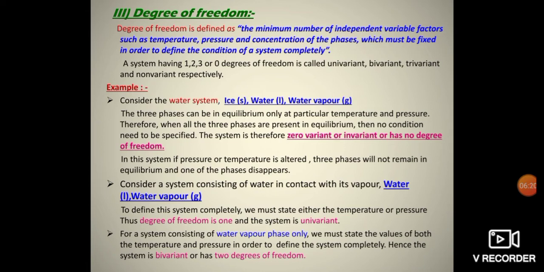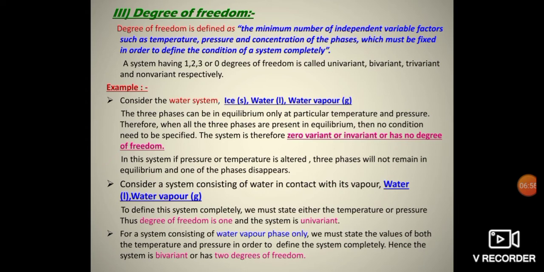For example, consider the water system: ice in solid, water liquid, water vapor in gas state. The three phases can be in equilibrium only at a particular temperature and pressure. Therefore, when all three phases are present in equilibrium, no condition needs to be specified. The system is therefore zero variant or non-variant, or has no degrees of freedom. In this system, if pressure or temperature is altered, the three phases will not remain in equilibrium and one of the phases disappears.